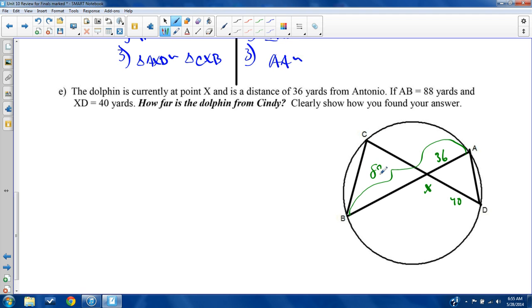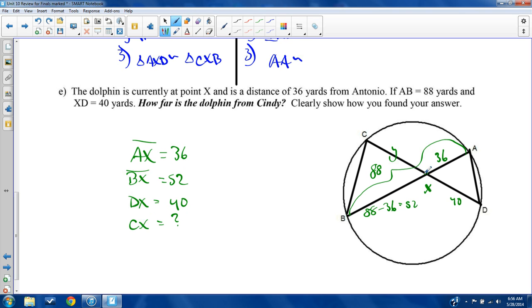Now remember, this isn't a diameter, but I still will figure out what this length is here. This is 88 minus 36, which is 52. So AX is 36, BX is 52, DX is 40. CX we do not know. I'll call this Y because I already have an X at this point. It says, how far is the dolphin from Cindy?